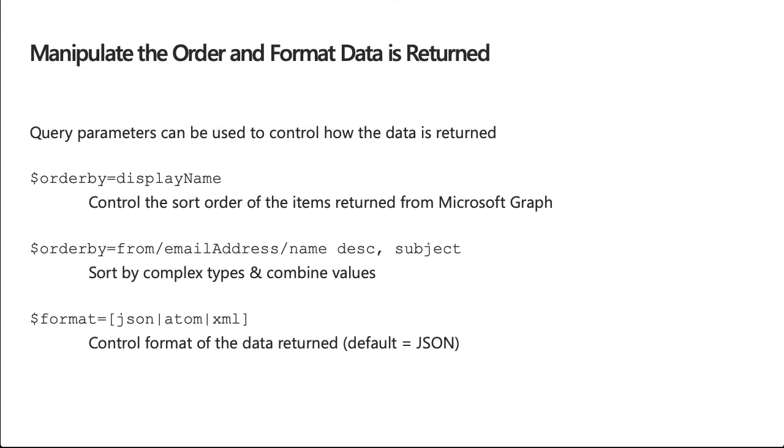By default, responses from Microsoft Graph are returned in a JSON format. However, if you want the data to come back as Atom or XML, you can do that by specifying the $format query parameter and setting it equal to one of those values.